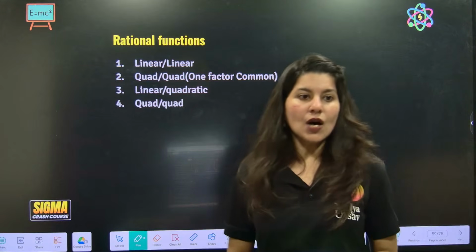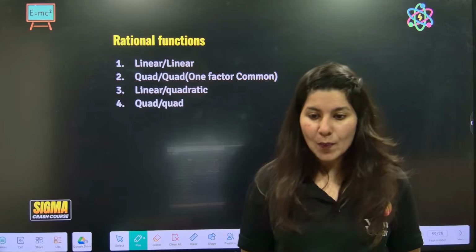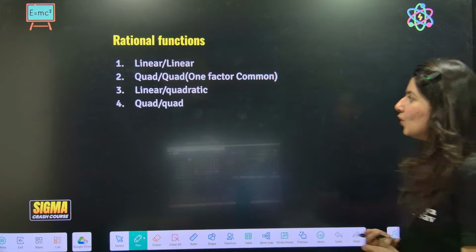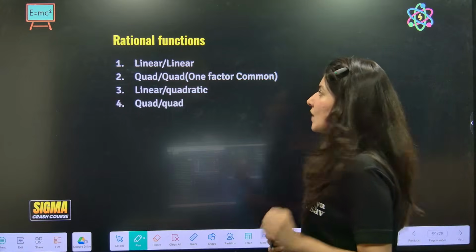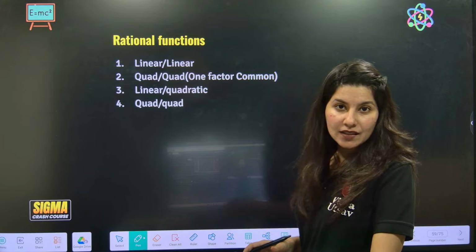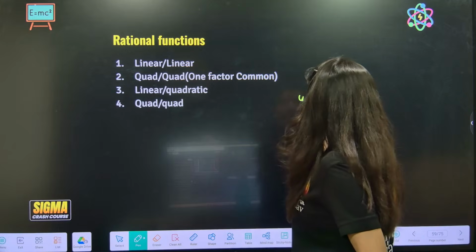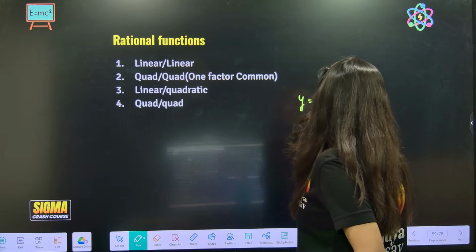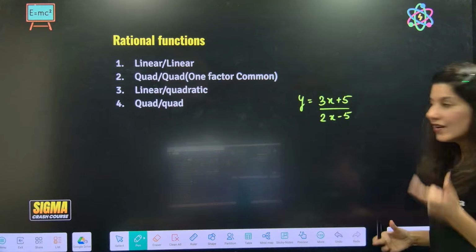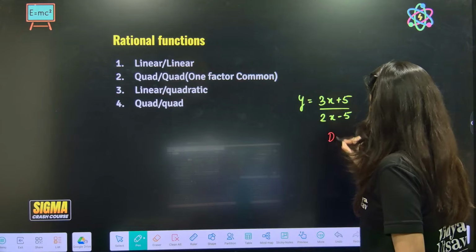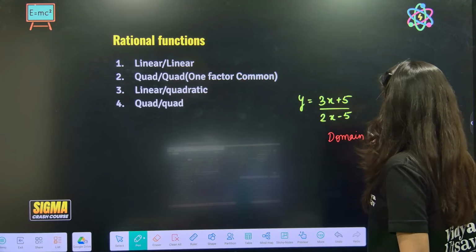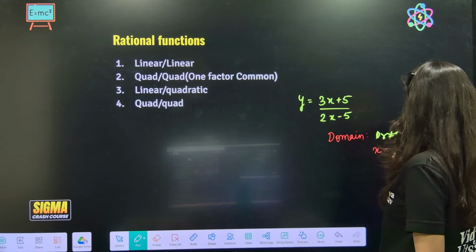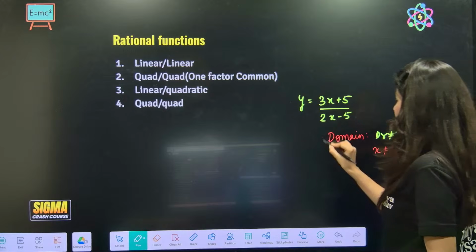Now let's talk about another topic, which is rational functions. Rational functions will give you 4 different categories. Category number 1 is linear by linear. Suppose y equals (3x + 5)/(2x - 5). If you have to calculate the domain, very easy. Just write denominator not equal to 0. So x is not equal to 5/2.